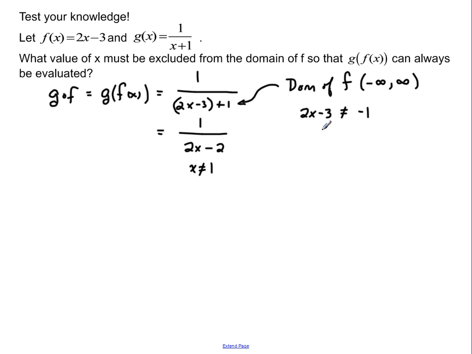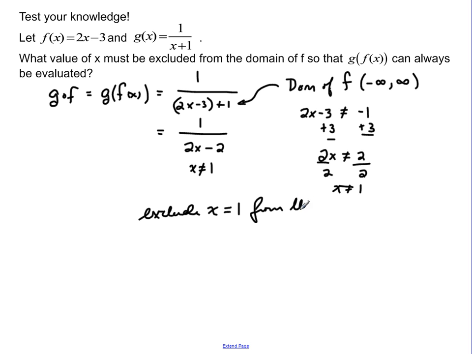So when we check this out, we add 3 to both sides, plus 3, plus 3. We find that 2x will not be equal to positive 2, and dividing both sides by 2, we find that x cannot equal 1. So in other words, we must exclude 1. Exclude x equals 1 from the domain of f of x.